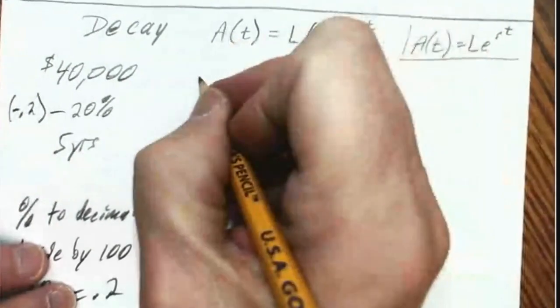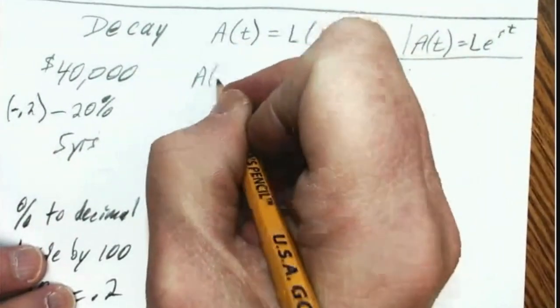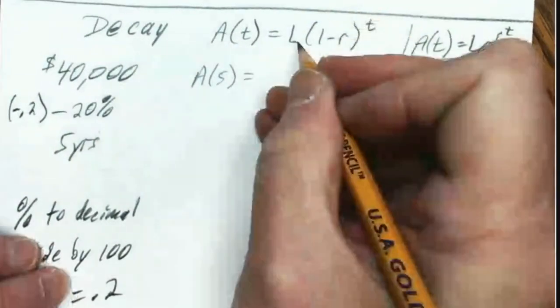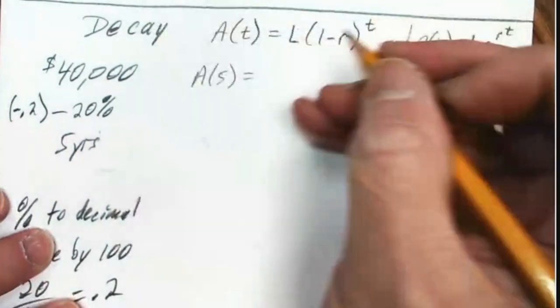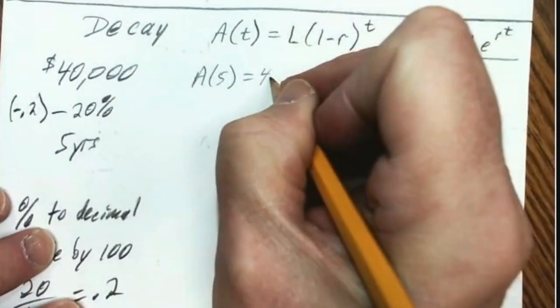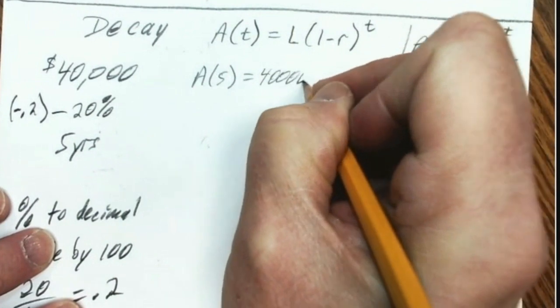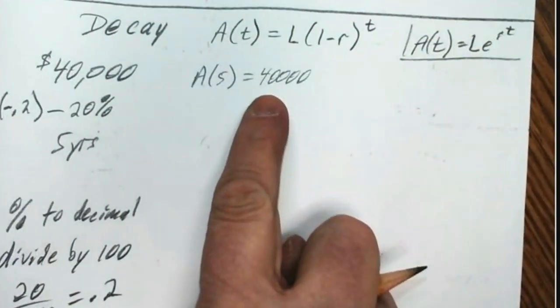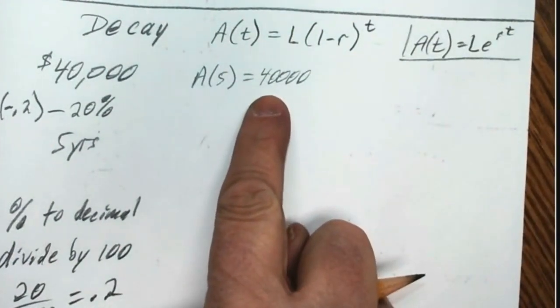So the amount after 5 years is going to be, L is going to be our starting amount. That's how much we spent on the car. So it was worth $40,000 when we bought it.